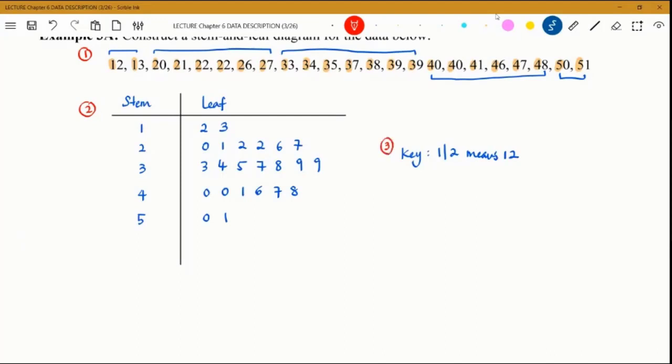Okay, so to identify or interpret your shape of distribution, we can see from this part. So kamu turnkan 90 degree ke kiri, kita akan nampak dia bentuk seperti bell shape. Okay, so kita cakap ini adalah bell shape data. Okay, alright, so that's how we construct the stem and leaf.